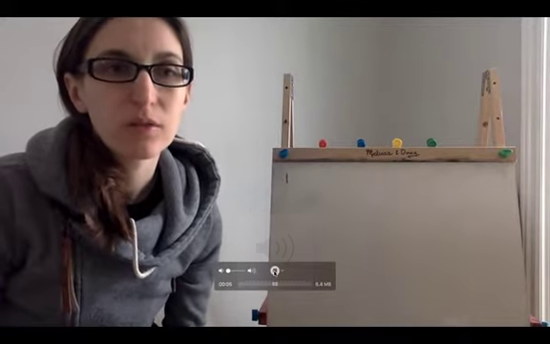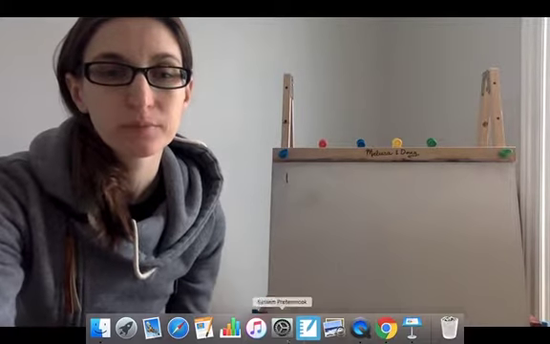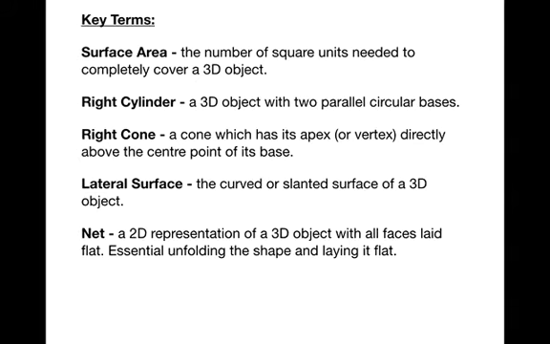Okay, so Math at Work 10, this is the video lesson for calculating the surface area of cylinders and cones. Alright, so just a couple of things to refresh as we go through this. One, when we talk about surface area, we are talking about the number of square units needed to completely cover a three-dimensional object. We've already done that with our previous lesson on surface area of prisms and cubes.